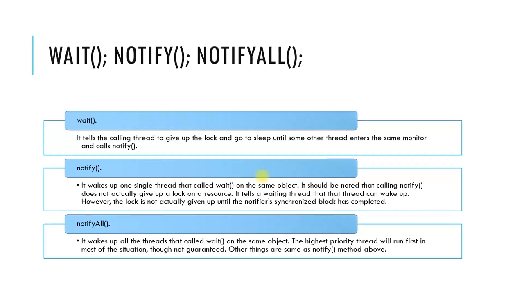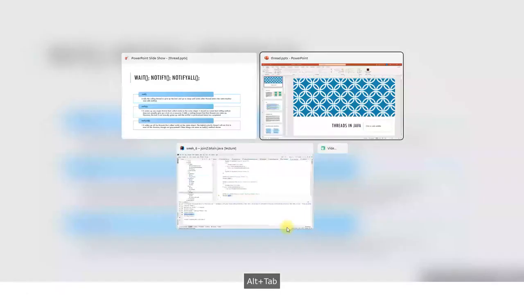So if several threads wait for this object with the same monitor, then the notify method will randomly select a thread, notify it and wake it up, so it will continue working. The notifyAll method will wake up all threads which wait on the same monitor, the same object. So let's see it in an example.